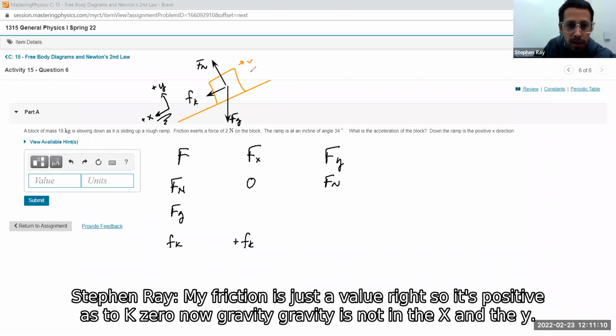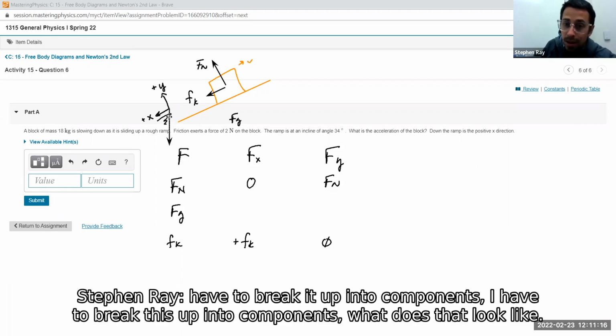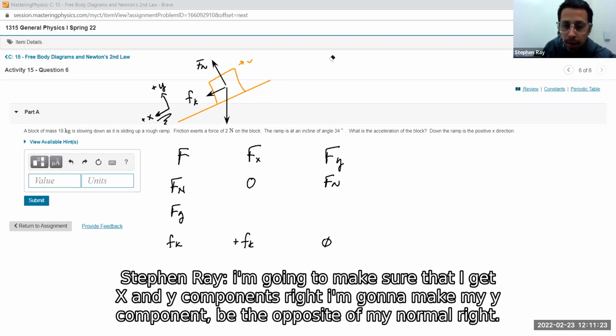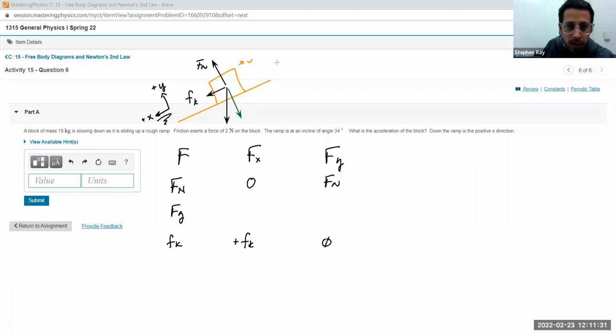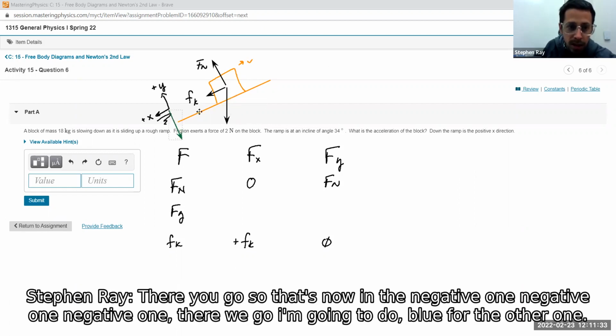Now gravity is not in the x and not in the y. I have to break it up into components. What does that look like? If I want to make sure that I get x and y components, I'm going to make my y component be the opposite of my normal. There we go. See how that's now in the negative y, negative y, negative y.